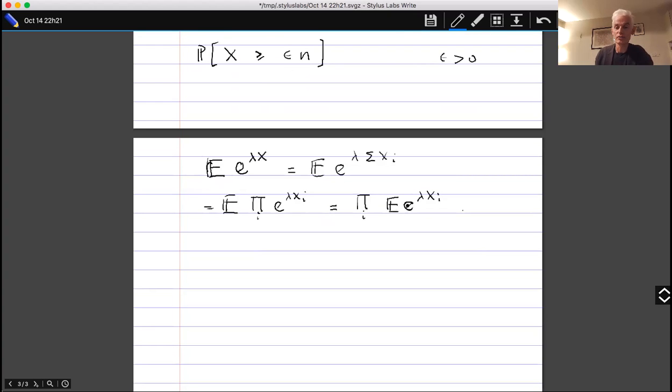Now let's have a look at this quantity here for a particular i. So we'll have the average of e to the lambda xi. Now I'm going to expand in a power series. So it's the average of 1 plus lambda xi plus lambda squared xi squared over 2 plus, I'll write one more, lambda cubed xi cubed over 3 factorial plus, and so on. And we can get rid of one of these because xi had mean 0. So bye-bye that one.